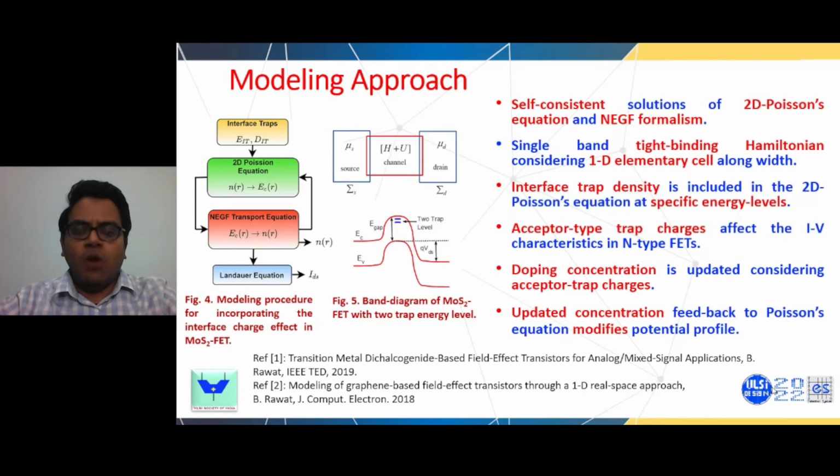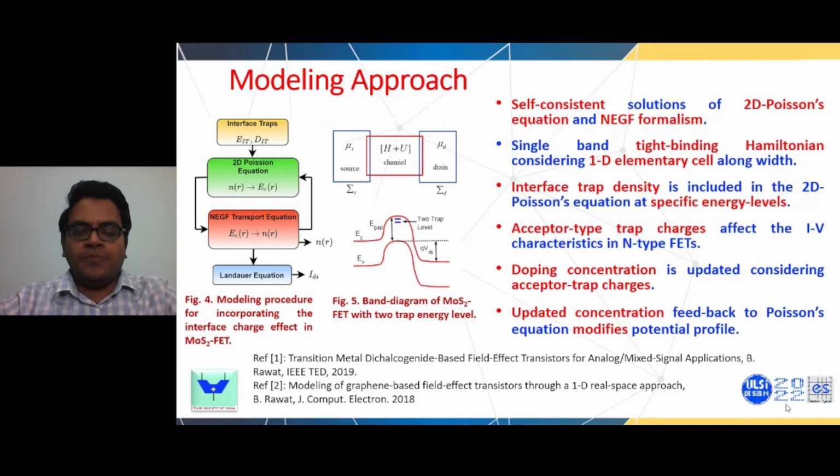Now we'll discuss the modeling approach. Our simulation is based on the self-consistent solution of 2D Poisson's equation and NEGF formalism. The Green's function solution requires a tight binding Hamiltonian. So we have considered a single band tight binding Hamiltonian considering a 1D elementary cell along the width direction. The self energy is calculated through the Sancho-Rubio algorithm.